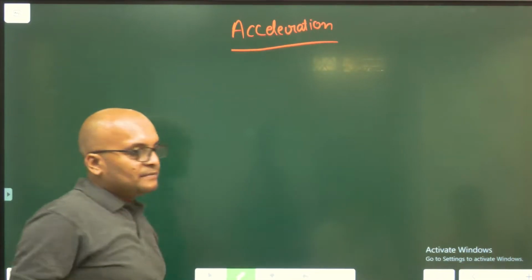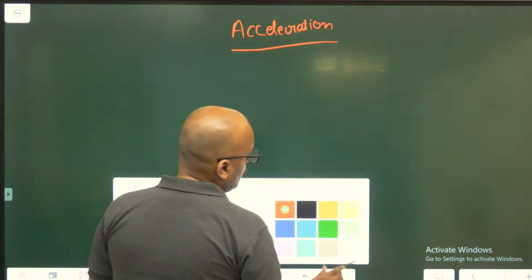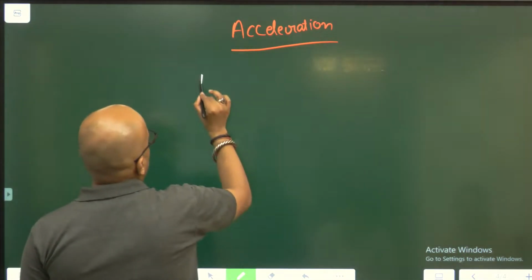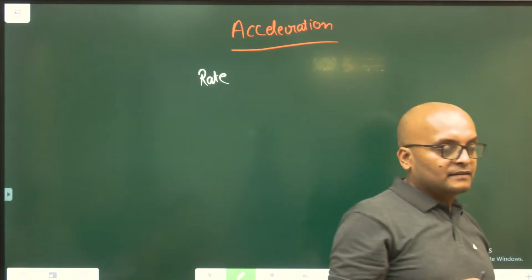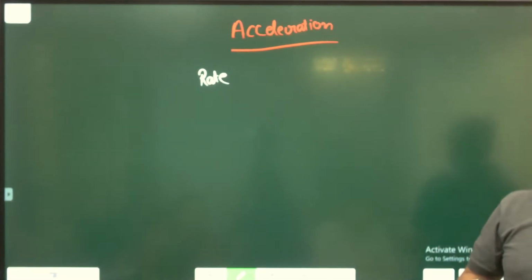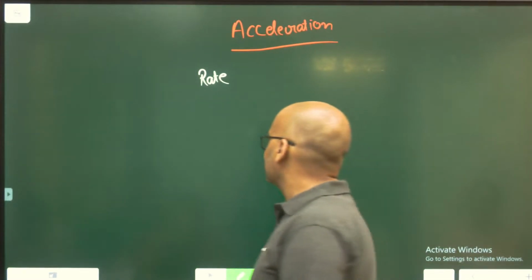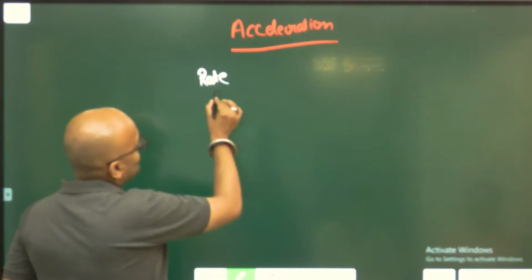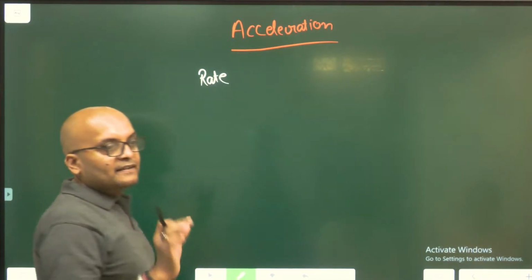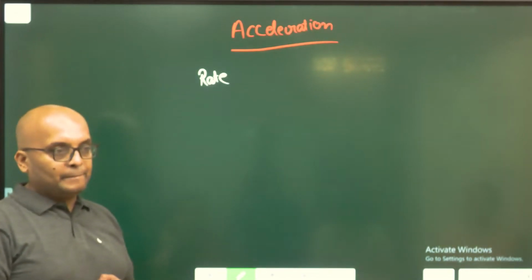What is acceleration? Rate of change of velocity. Okay. And by rate, what is the meaning of rate? With respect to time. Rate means with respect to time. Thank you, Shireen. So, in physics, rate means with respect to time, that is divided by time.